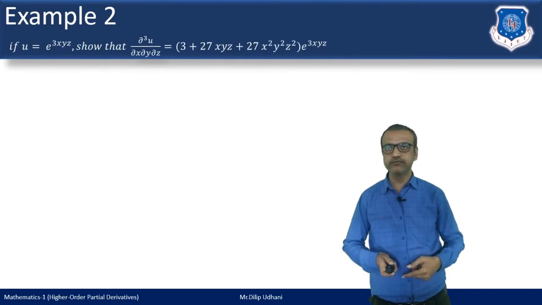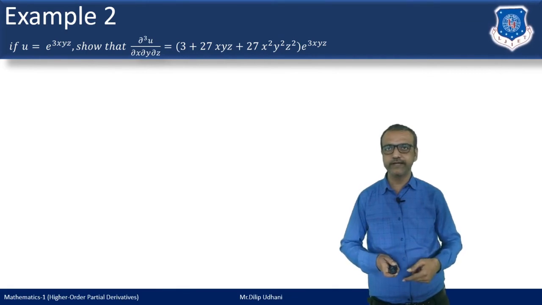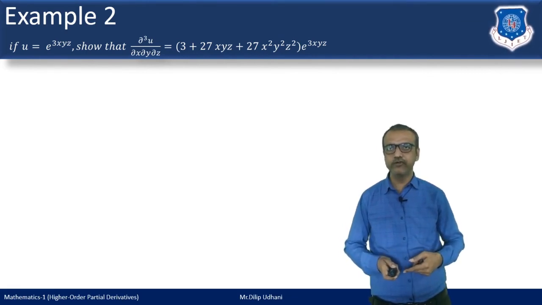That is, if u equals e raised to 3xyz, we have to prove that del cube u by del x del y del z equals (3 plus 27xyz plus 27x square y square z square) into e raised to 3xyz. So to find del cube u by del x del y del z, first of all we have to find del u by del z. Then we will differentiate del u by del z partially with respect to y, and finally the result del square u by del y del z will be differentiated partially with respect to x.